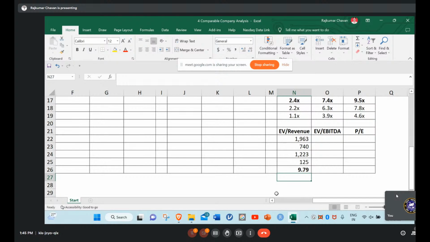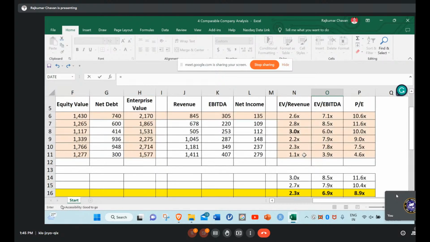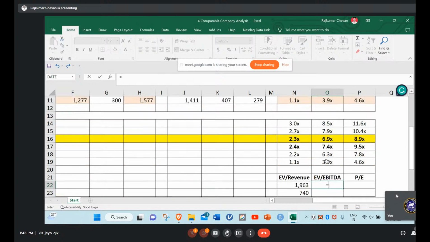What should we calculate now, next one in the second case? Here also. We'll finish this, only two columns are left. Is it fine? Yes. Okay, next. What is the second last parameter? EV divided by EBITDA. What is the average of the second parameter, EV divided by EBITDA? It is 6.9.